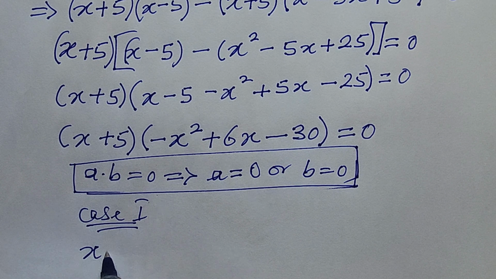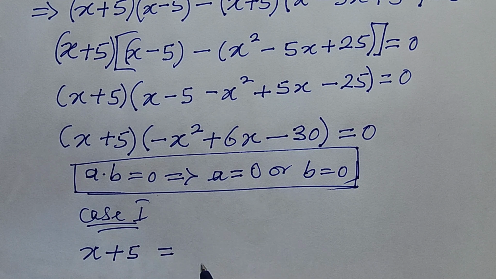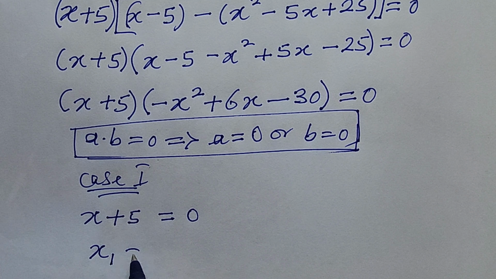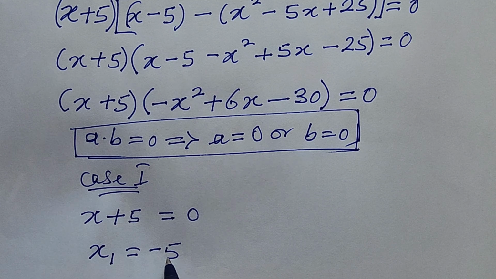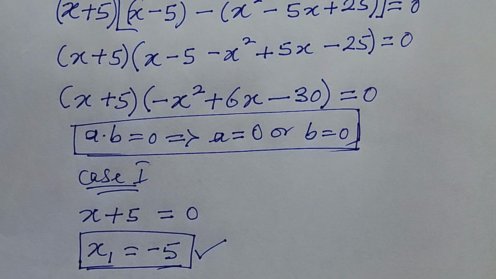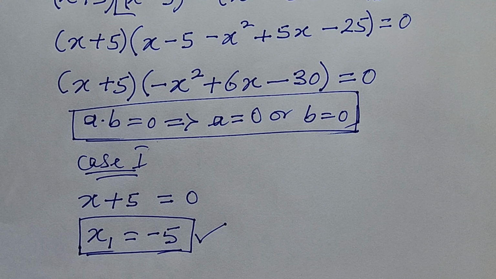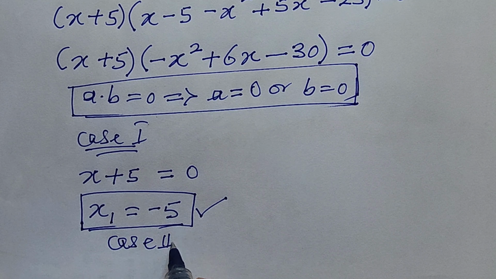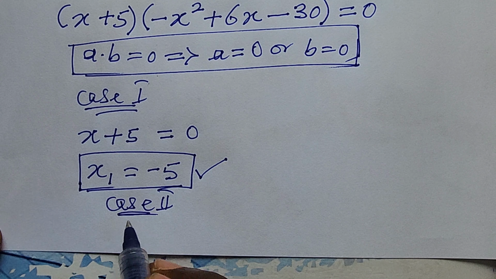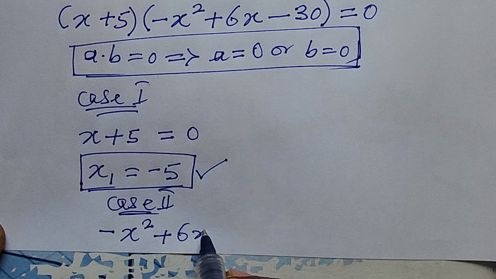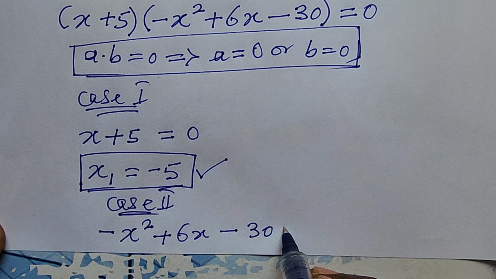Case 1: we have x plus 5 is equal to 0. So sending this to the other side gives us x1 is equal to minus 5. So this is the first value of x in this equation. Now we take our second case scenario, case 2. Case 2 reads minus x to the power of 2 plus 6x minus 30 equal to 0.